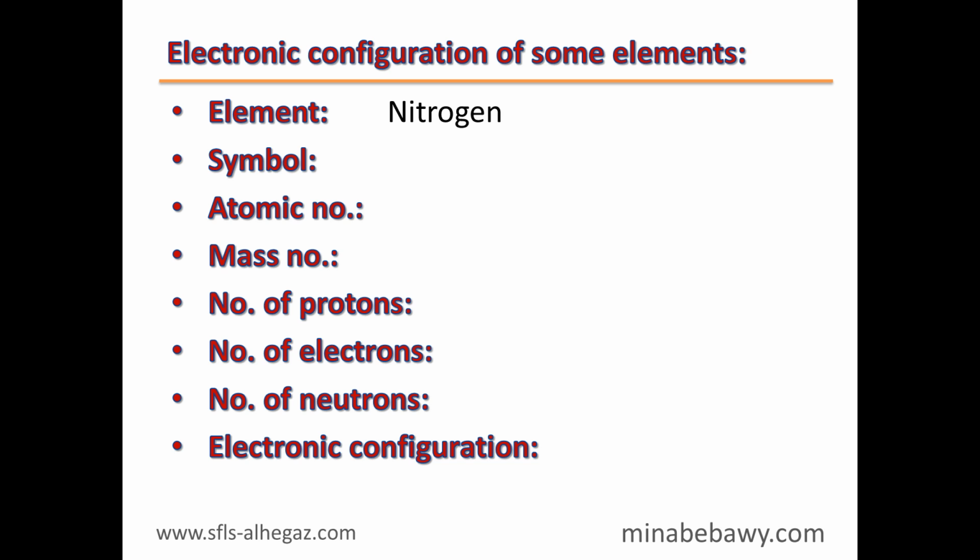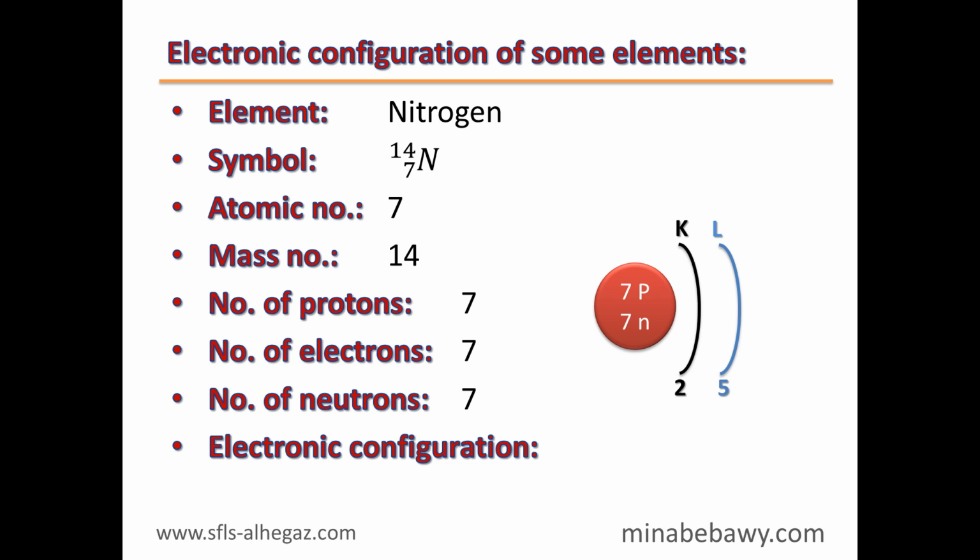Nitrogen. Its symbol is N. Atomic number equals 7. Mass number equals 14. Number of protons equals 7. Number of electrons equals 7. Number of neutrons equals 14 minus 7 equals 7.